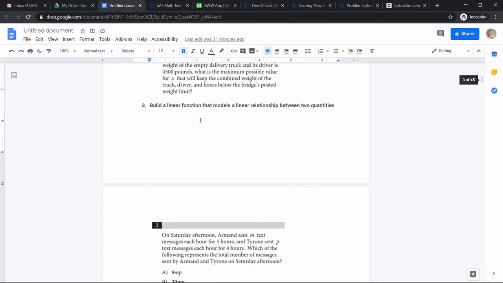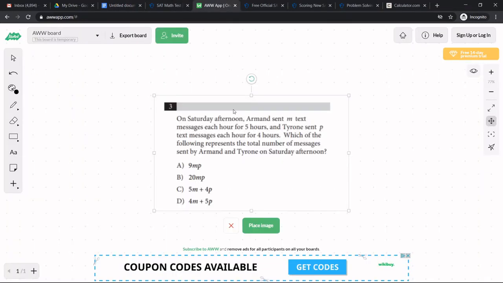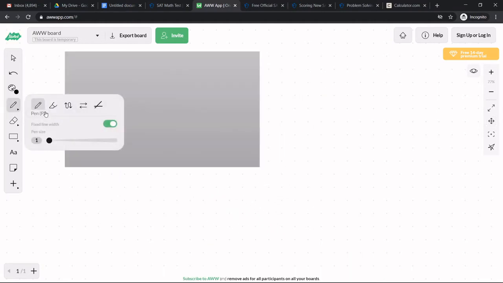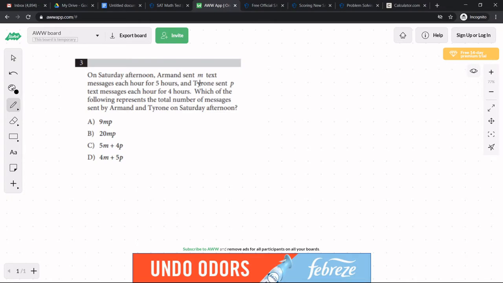This is more about understanding how the equation works and how to build one with two variables. So first and foremost, we read: Armand sent M text messages each hour for 5 hours. Tyrone sent P text messages each hour for 4 hours. Which of the following represents the total number of messages sent by Armand and Tyrone Saturday afternoon?